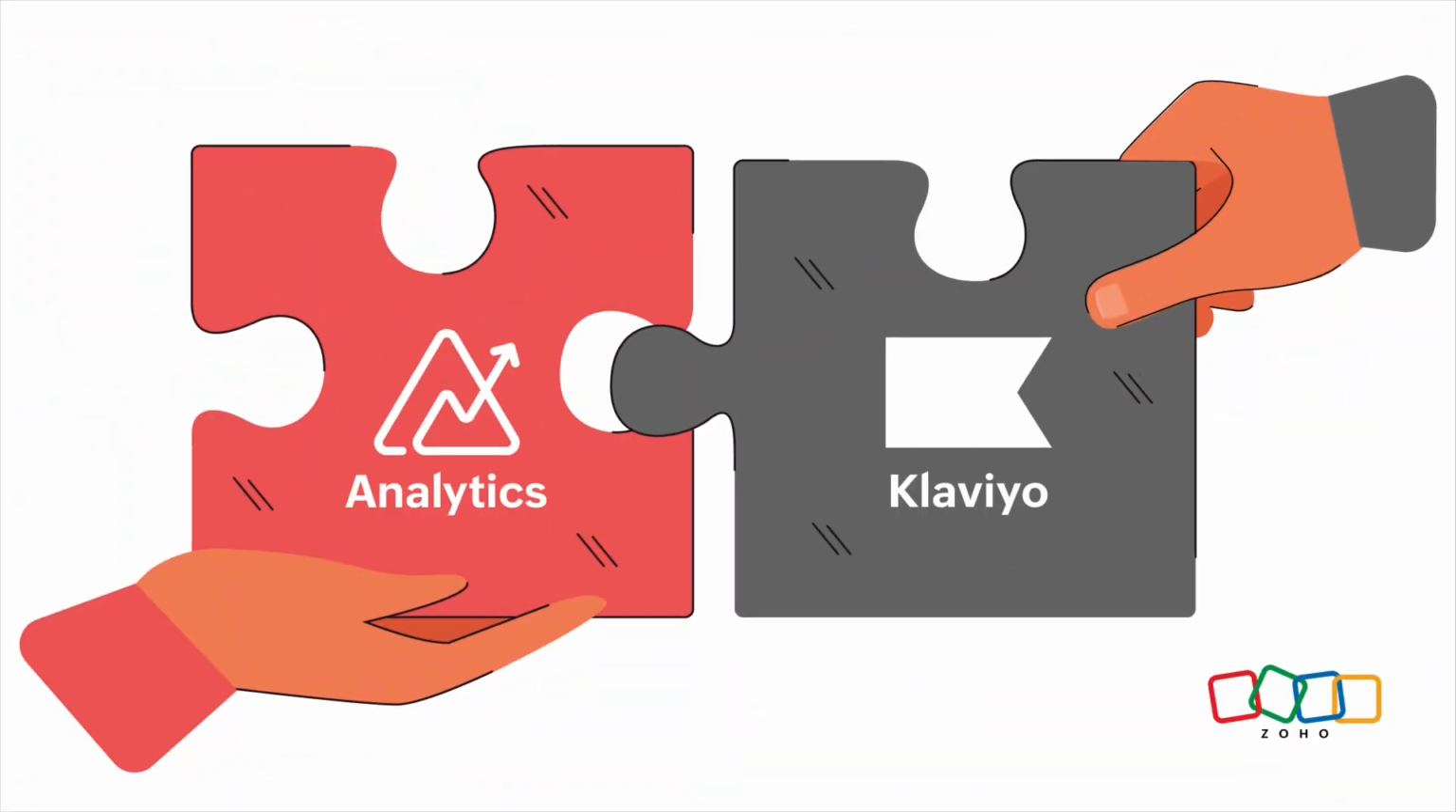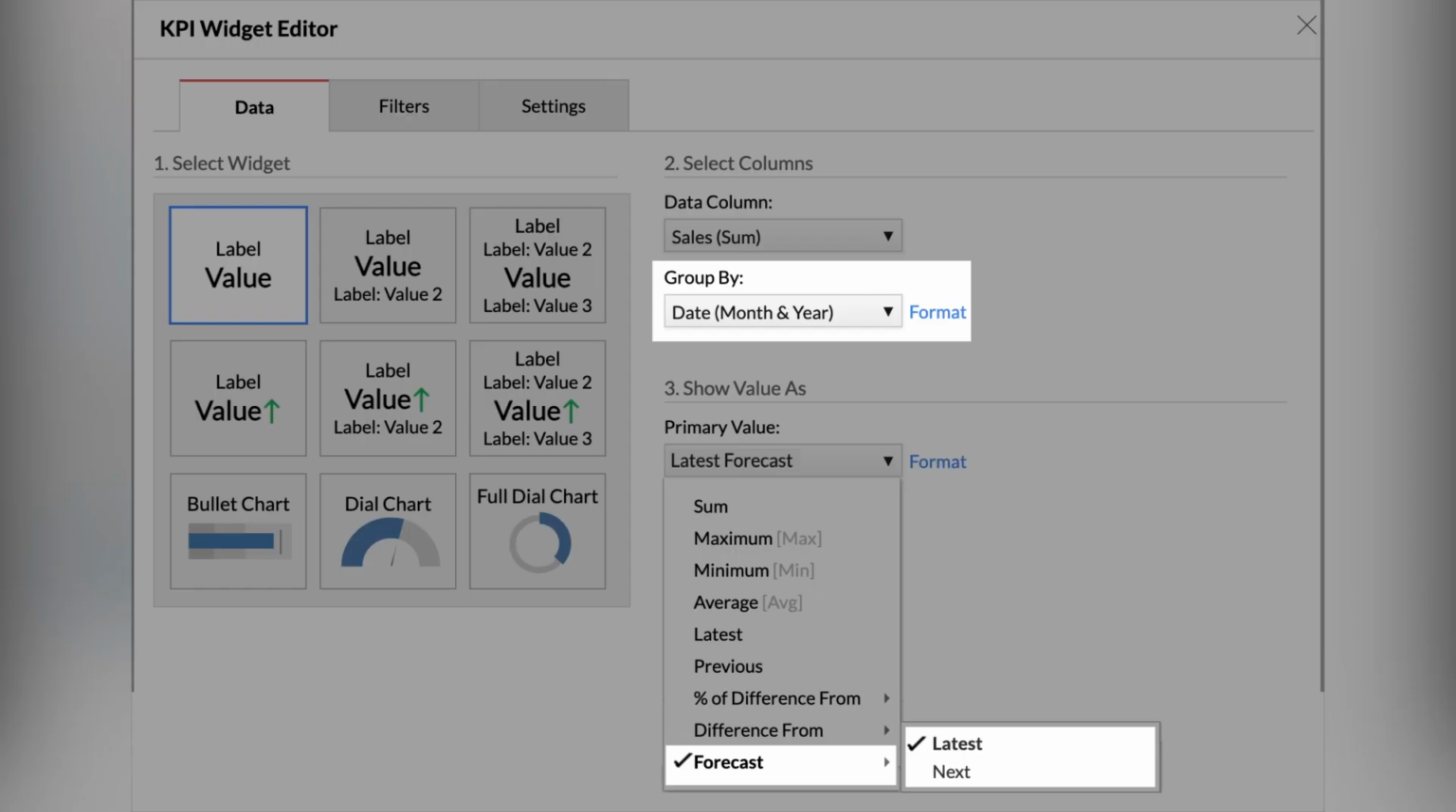Also, I have to mention Zoho Analytics, a perfect BI tool. There have been a lot of amazing updates made in there. First of all, Zoho Analytics now is integrated with Klaviyo, so you can get advanced analytics for a marketing campaign. Also, now you can create widgets with the forecast value when the data is grouped by the date function.